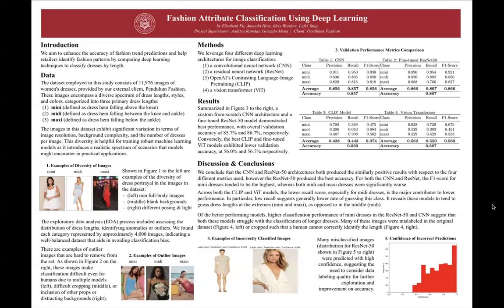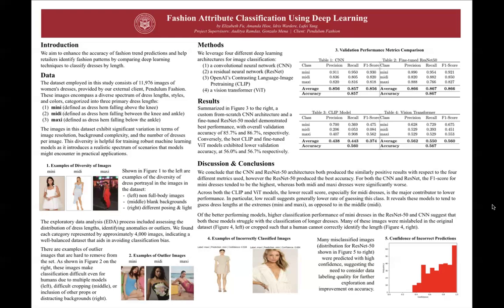Many of these images, we found in our analysis, were actually mislabeled in the dataset. You can see some examples here in figure 4 on the left. These predictions say that they are mini dresses and they look like mini dresses, but they're labeled in the data as maxi. And on the right of figure 4, you can see an image where it's impossible to tell, even for a human, how long the dress is.